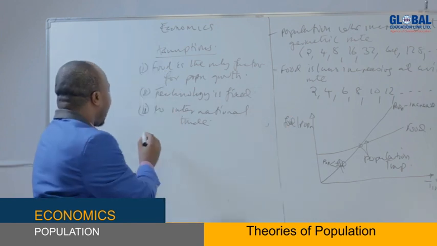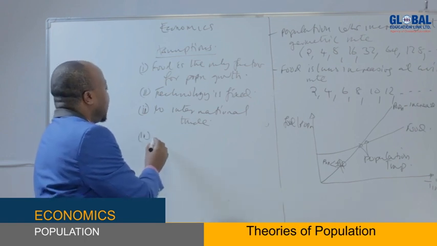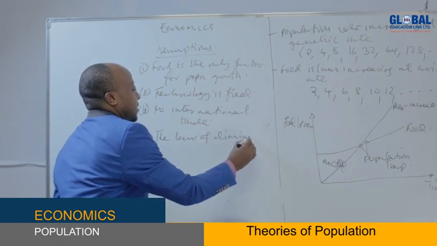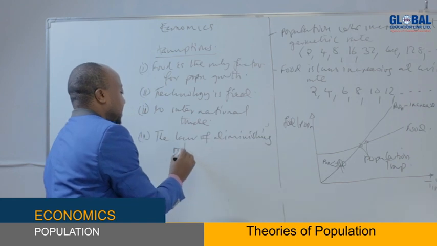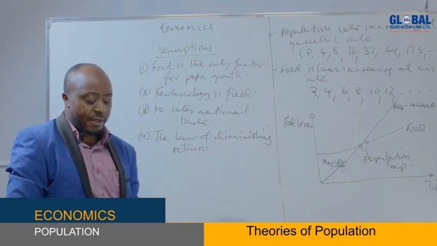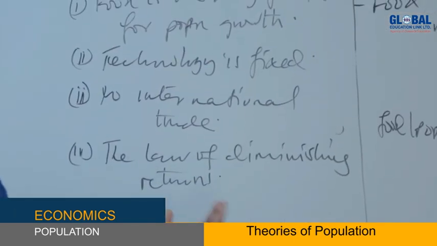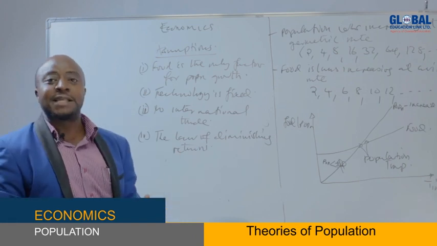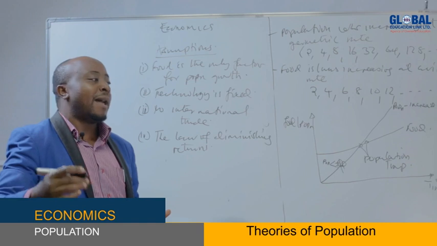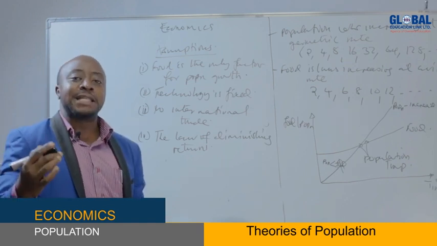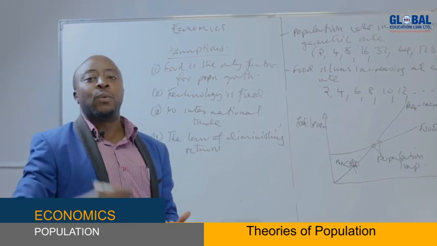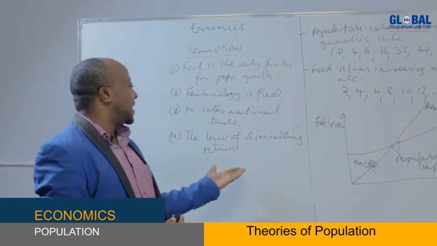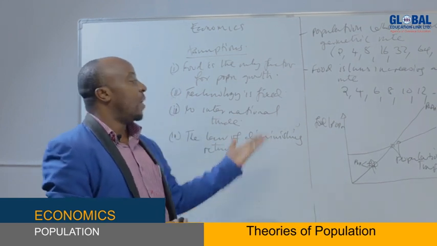But also, according to Malthus, he assumed the law of diminishing returns. It means Malthus is assuming the law of diminishing returns to take place. Remember, the law of diminishing returns states that when units of variable factors are added to a fixed factor, at the beginning output will be increasing, but beyond a certain level, output will be decreasing. That is the law of diminishing returns. So it is assumed that the law of diminishing returns should be applicable in this case.